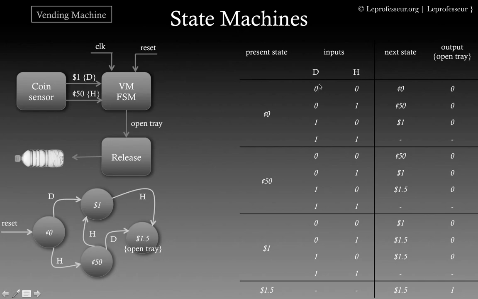Okay, so what possible combinations would there be? 4. Two inputs, 4 combinations, 2 to the power 2: 0 0, 0 1, 1 0, 1 1. The same way we can have 4 input combinations for the 50 cent state, and the same way for the $1 state.